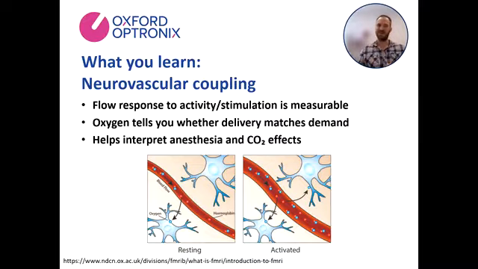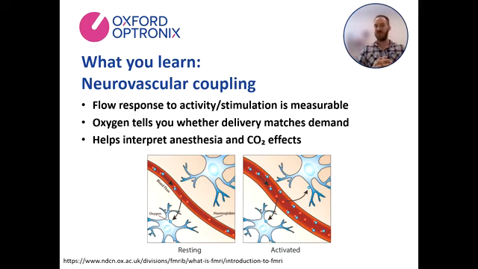In neurovascular coupling, the key idea is that when neurons get busy, the microvasculature responds. Flow response to stimulation is measurable, and oxygen tells you whether the delivery actually matches that demand. And I really like this activated versus resting illustration because it's intuitive. When neurons get busy, you expect flow to respond, and you want oxygen to keep up. If those relationships shift under anesthesia, CO2 changes, or inflammation, measuring both helps you interpret what you're seeing.